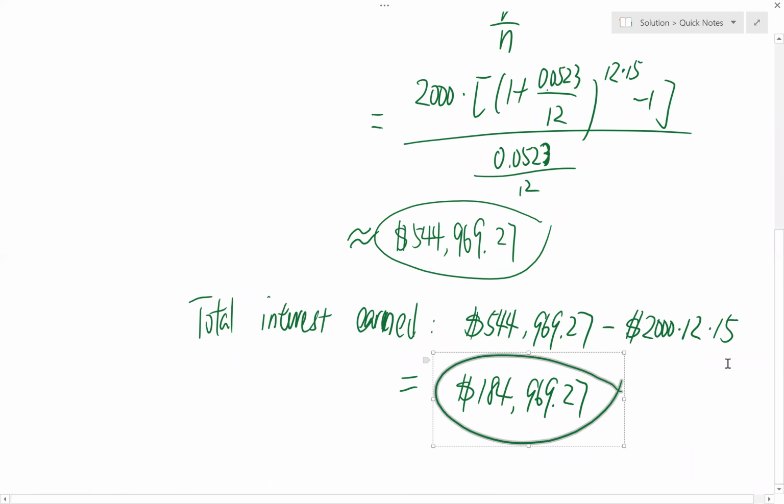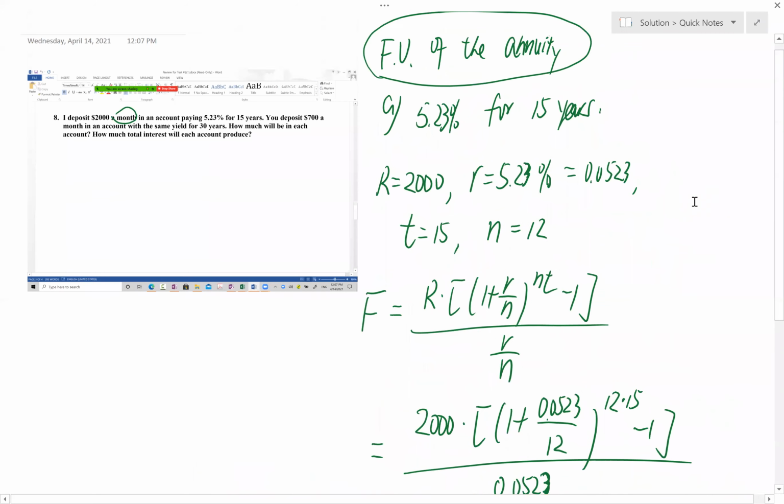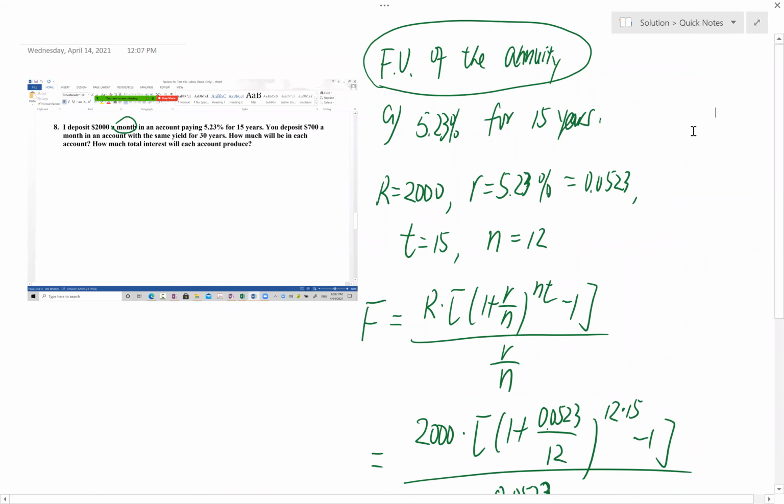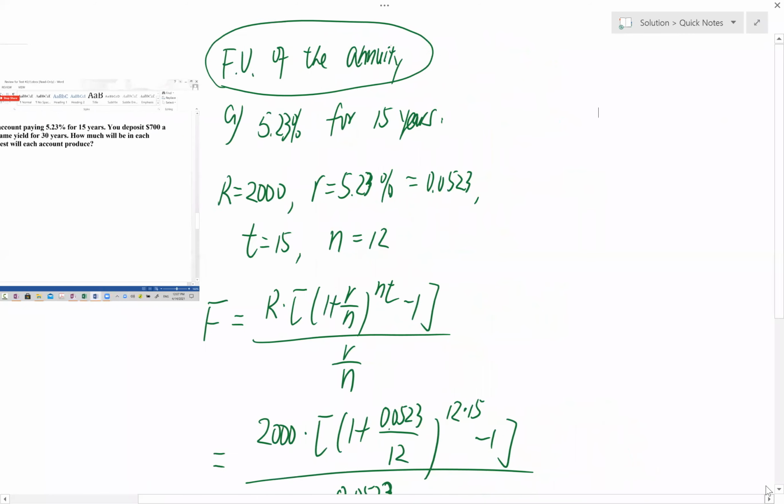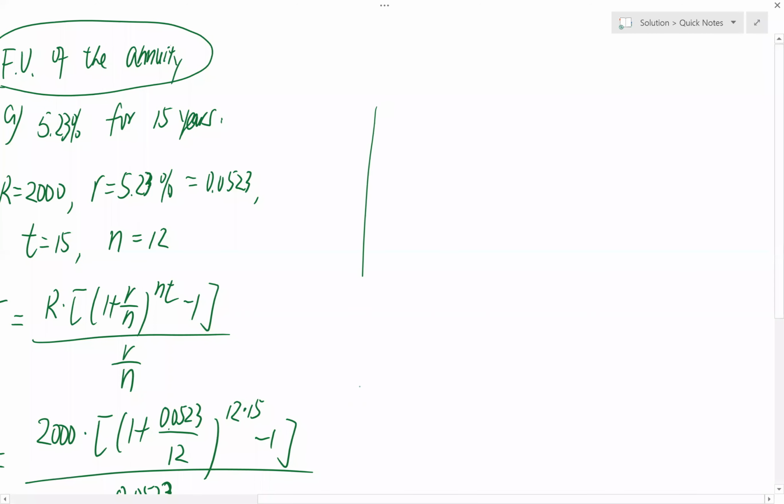This is the first scenario. And the second scenario is you start early. Let's say you start 15 years earlier, and then follow the same condition. The second one is $700 for 30 years at the same rate.